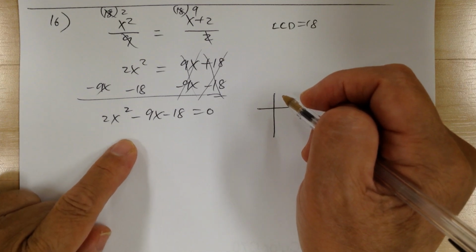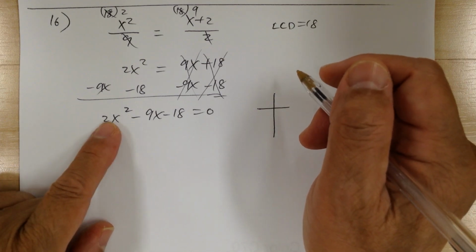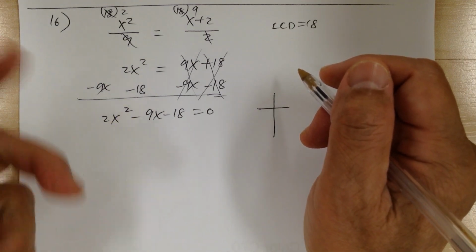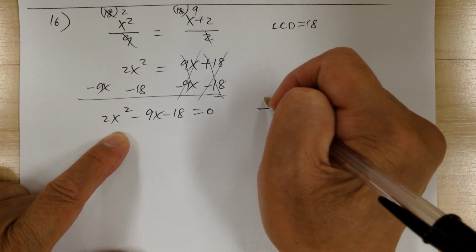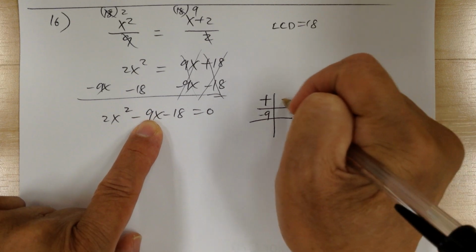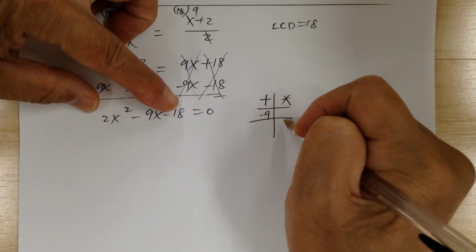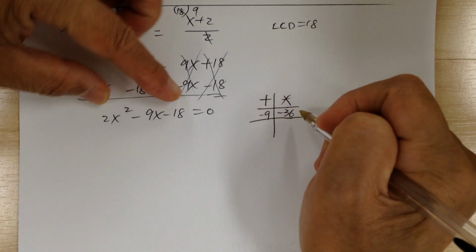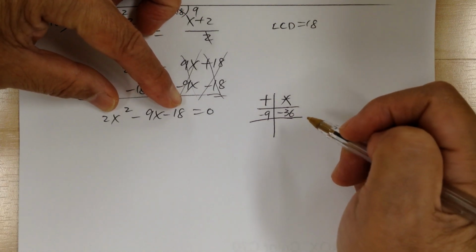So step 1, common factor cannot. Step 2, perfect square cannot. Step 3, cube is not a cube. So step 4, master product. So you need to add, get negative 9. Right? You have to add to get a middle. You have to multiply to get to the end. So it would be minus 36. Right? You have to multiply this together.